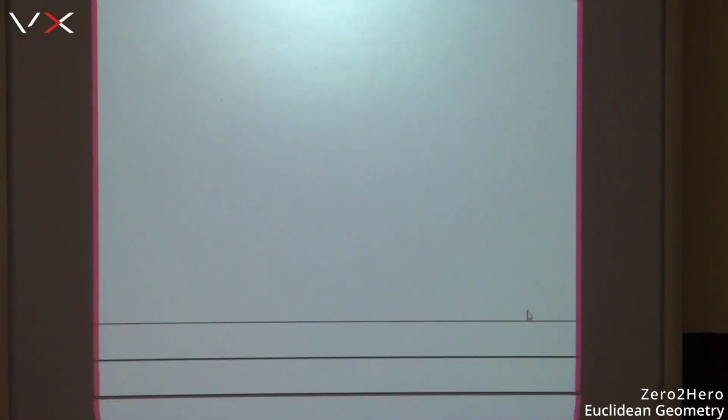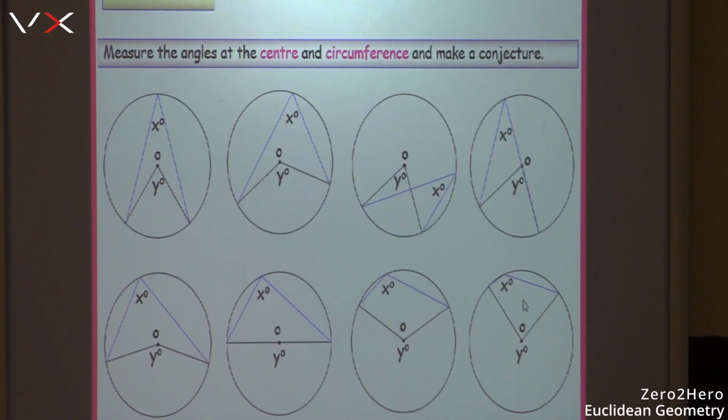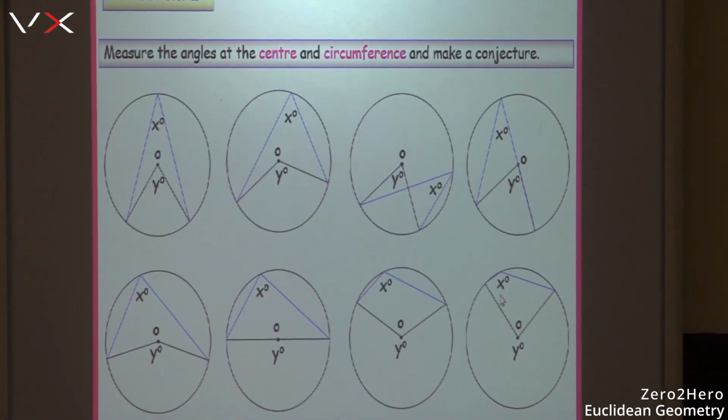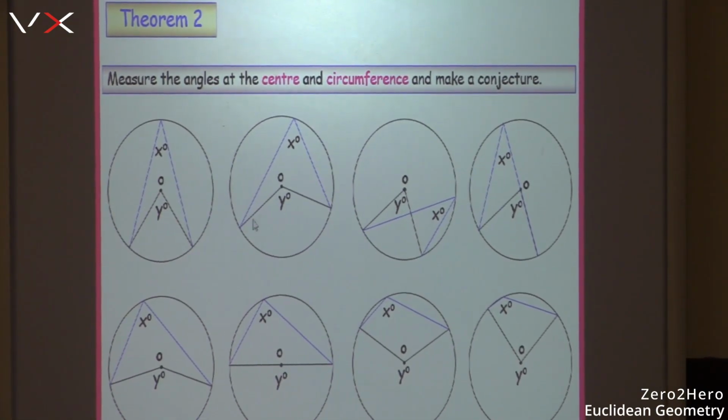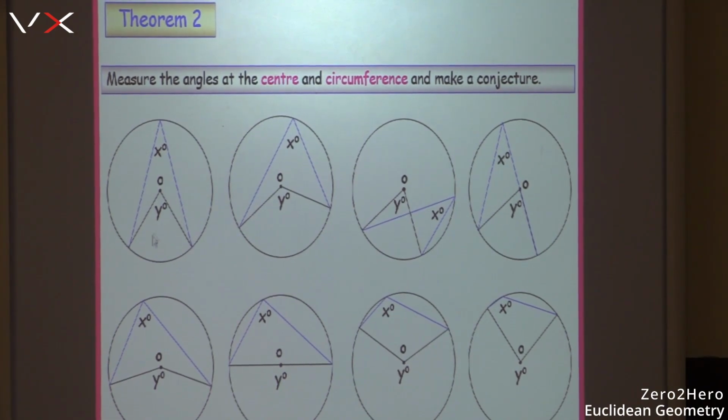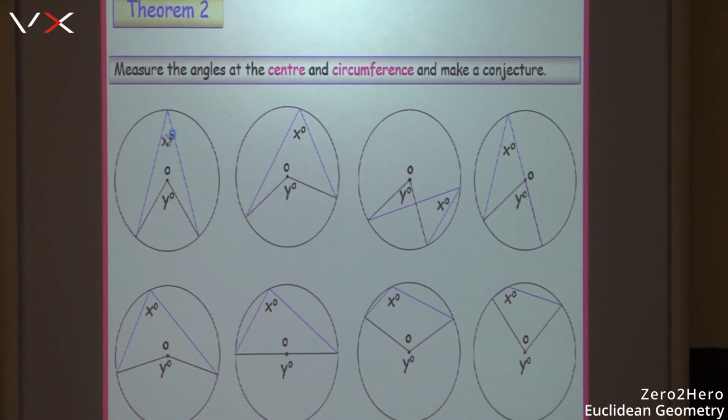An arc or a chord does the same thing. Let's look at more problems. These are the 8 different ways in which the center theorem can come out. We know this standard position: the angle at the center is twice the angle at the circumference.